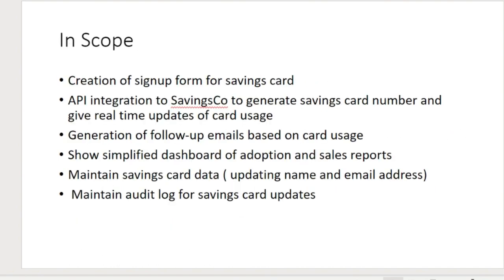So what have we actually come up with as the scope of how to build this? So our in scope has these things. The creation of the sign up form for the savings card will have to be built out. The API integration to Savings Co to generate the savings card number and to give real-time updates of the card usage. We're going to have to do that.